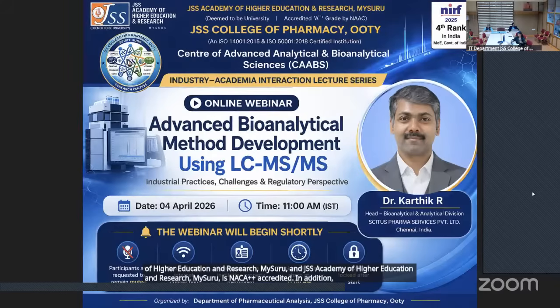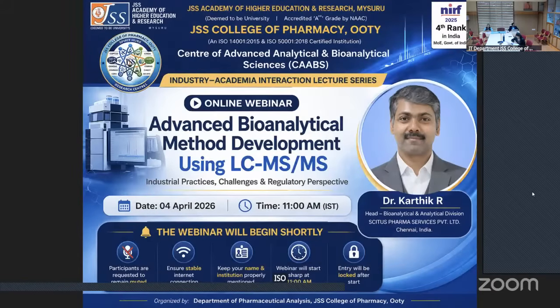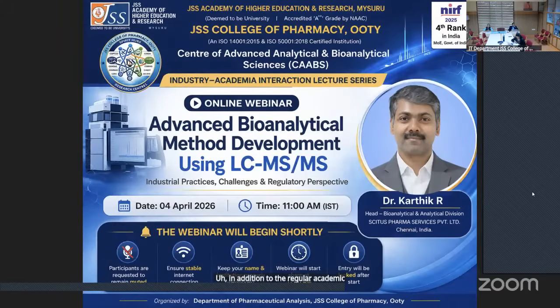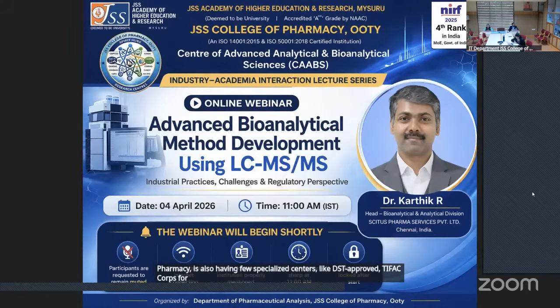In addition, JSS College of Pharmacy, Ooty, is also certified with ISO 14001:2015 and ISO 50001:2018, both for environmental management system as well as the energy management systems. In addition to the regular academic activities, the college is also having few specialized centers like DST approved TIFAC core for carrying out the research in herbal drug. And we have a government approved drug testing laboratory specifically for Ayush related activities.